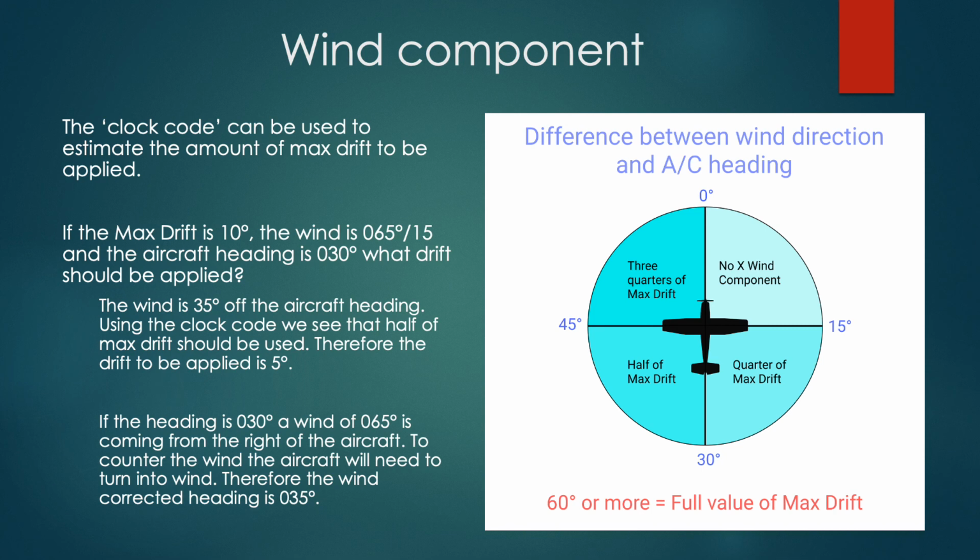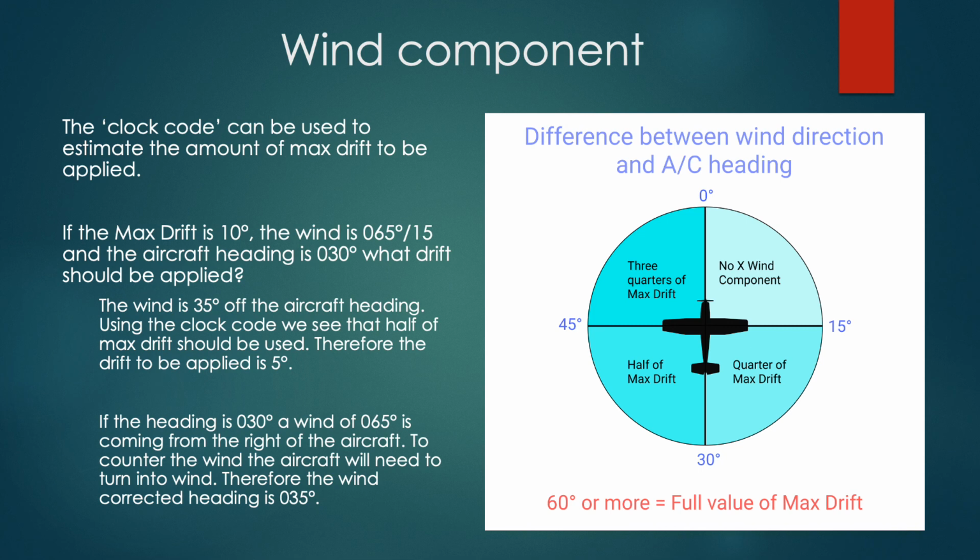Okay, so we can take this figure and then we're going to apply it in the direction where the wind's coming from. Okay, so if we go back to our example, the wind is 35 degrees off the aircraft heading, and so we can see using the clock code, we need to use half of the maximum drift, which is the equivalent to 5 degrees.